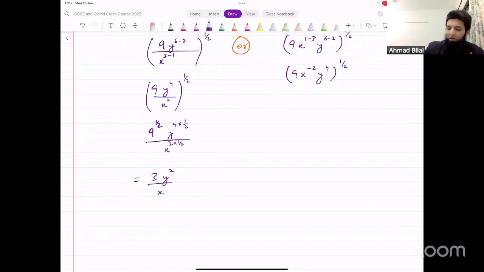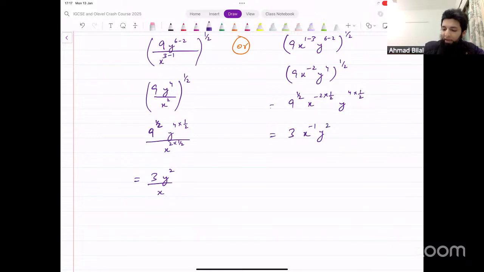If you were to do it the other way with a negative power there, that's also possible. You could say this is 9 raised to power 1 over 2. And then x raised to power minus 2 into 1 over 2. And then y raised to power 4 into 1 over 2. Now, what happens to the powers? 9 raised to power 1 over 2, that means square root of 9, that's just 3. x raised to power minus 2 into 1 over 2. What does that become? That's x raised to power minus 1 into y raised to power 2.